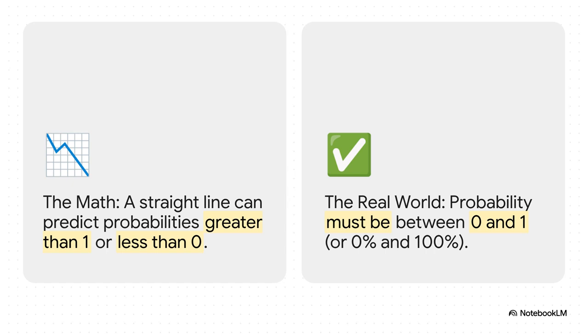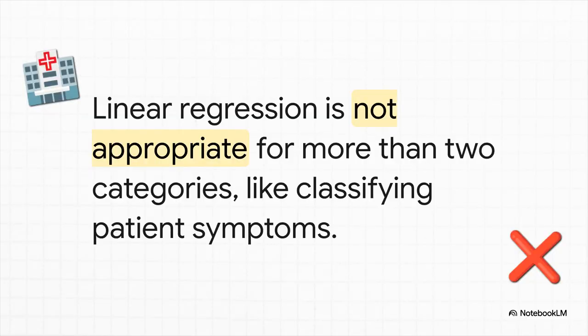Okay, here's the absolute core of the issue. A straight line doesn't have any boundaries. It can just keep going up or down, forever. This means our model could spit out something completely absurd, like saying there's a 115% chance someone will default. Or even weirder, a negative 10% chance. In the real world, that's just nonsense. Probabilities have to live between 0 and 1.